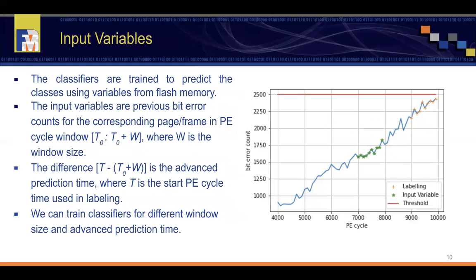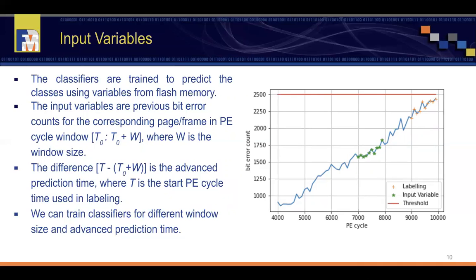Now moving on to the input variables to the classifier. A classifier can be trained using input variables from the memory, like bit error counts, page type, page location, etc. For this work particularly, we've trained the classifier with the input variables as bit error counts from a p-cycle window t0 to t0 plus w.